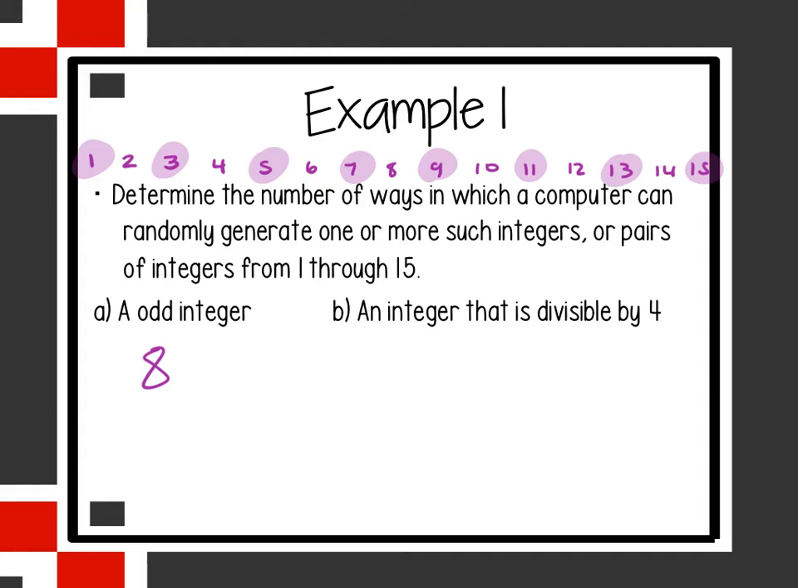B says an integer that's divisible by 4. So what numbers up there are divisible by 4? 4, 8, and 12. So just 3 options, okay? That's where we're at. Good so far.